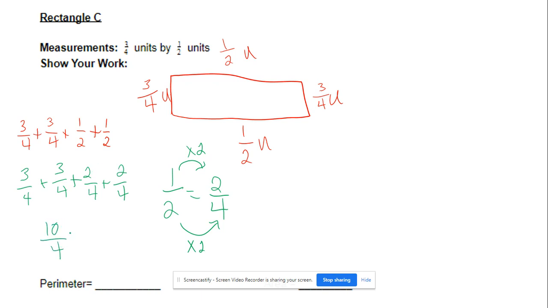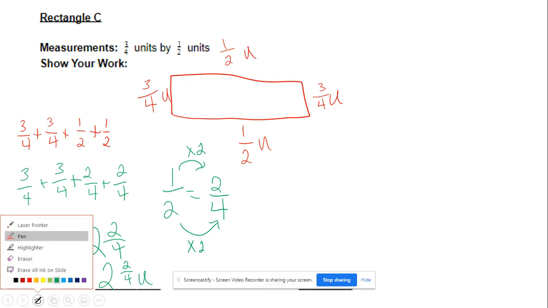The numerator is bigger than the denominator, so we can rewrite that as a mixed number. 10/4 is the same as 10 divided by 4. I know that 4 times 2 is 8, and then I have 2/4 left over. So our perimeter is 2 and 2/4 units.